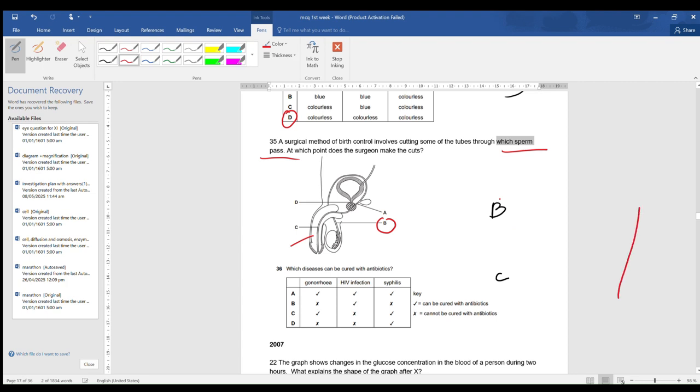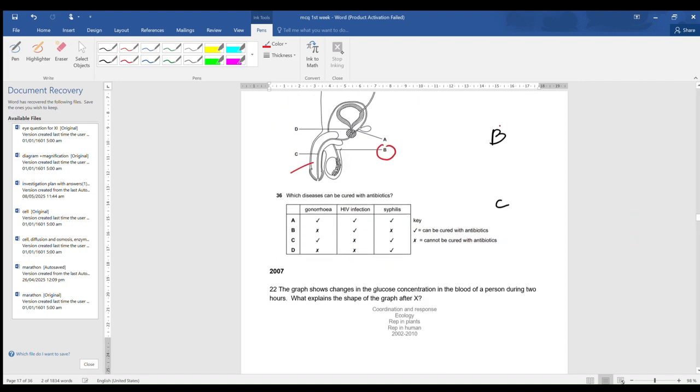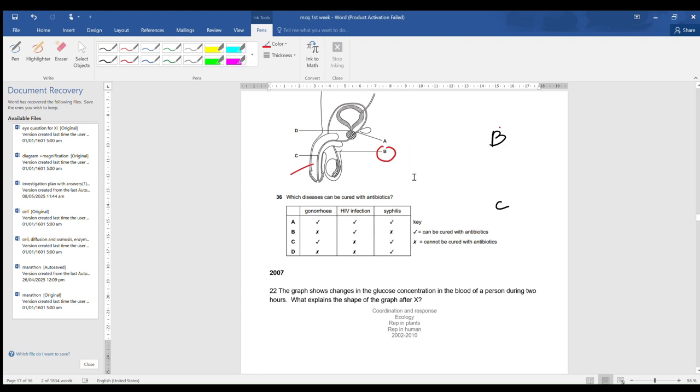Which disease can be cured with antibiotic? We know that antibiotic can cure the disease which is caused by bacteria. So gonorrhea is a bacterial infection and syphilis is a bacterial infection. That's why C is the correct answer. HIV is a viral infection.